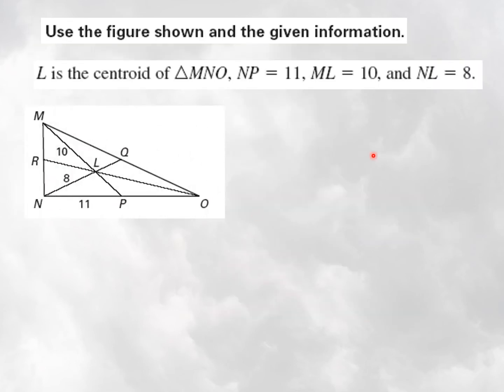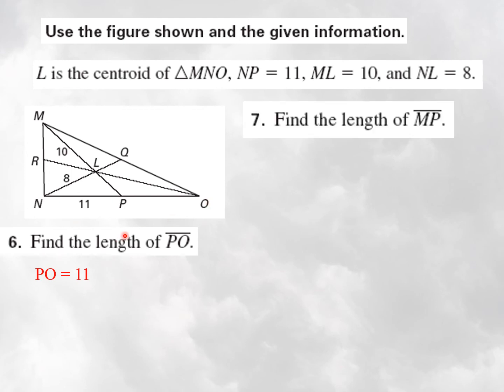Use the figure shown and the given information. Here L is the centroid of triangle MNO, and NP equals 11 units, ML equals 10, and NL equals 8. Find the length of segment PO. Of course, PO should be equal to 11. We know L is the centroid, so P is the midpoint of NO, and PO also will be 11.